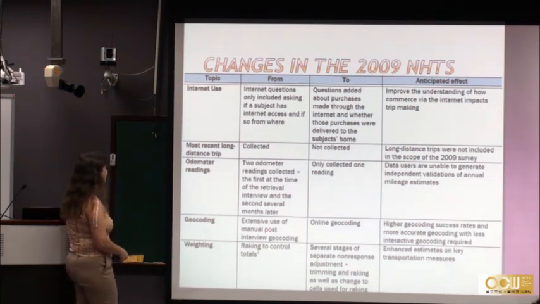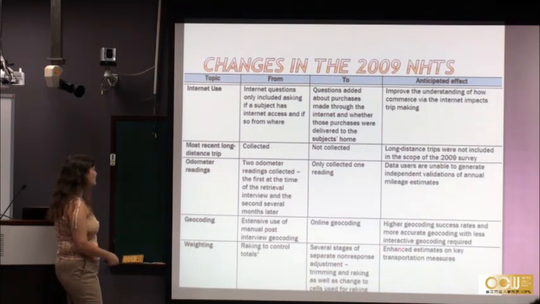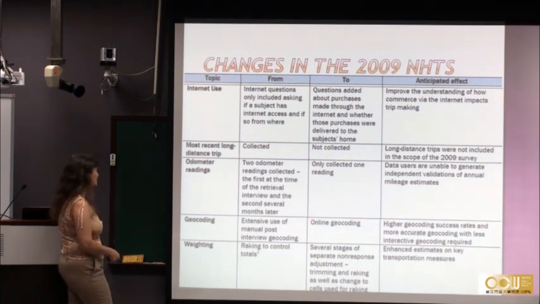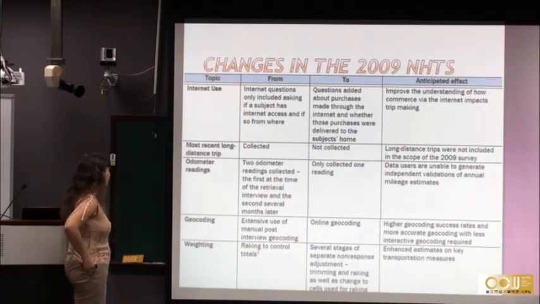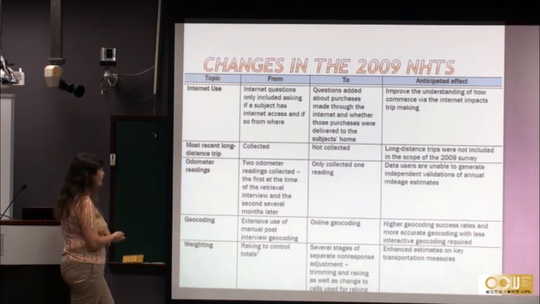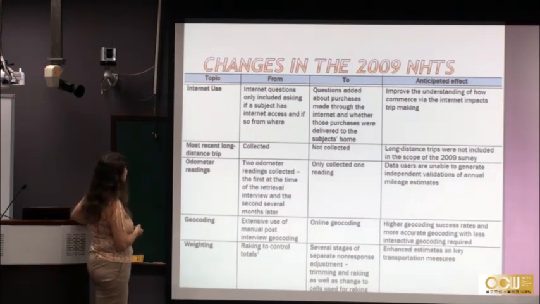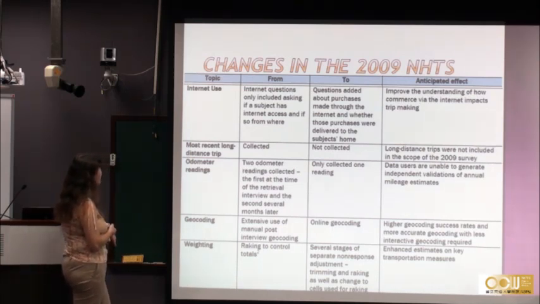Geocoding, extensive use of geocoding. So it means that you can connect this with land use data and do all kinds of analysis on land use data. There is also weighting that was done with very nice techniques. I'm not an expert on this, but they have enhanced the estimation of weights for any kind of transportation measures. So this is what is new in the 2009 NHTS.